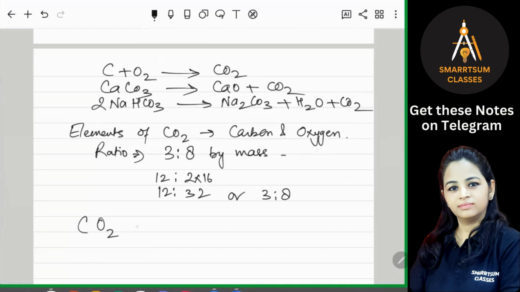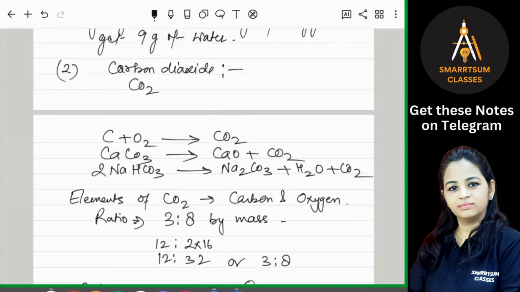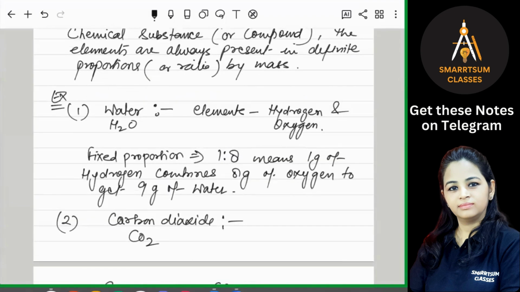So in carbon dioxide, how is it formed? One carbon atom is combined with two oxygen atoms, right? So what is the atomic mass of carbon? It is 12. Atomic mass of oxygen is 16, right? So how will you get the mass of this? It is 12 is to 2 into 16, that is 12 is to 32, and 3:8, right? So they will combine in the same proportion every time. Is that clear? Getting it? Similarly, you can also find this with water. What is the atomic mass of hydrogen? Tell me.